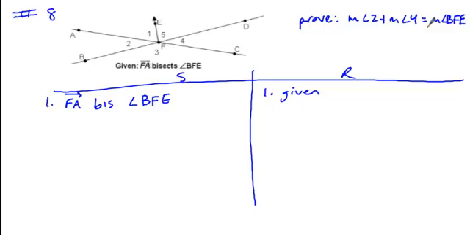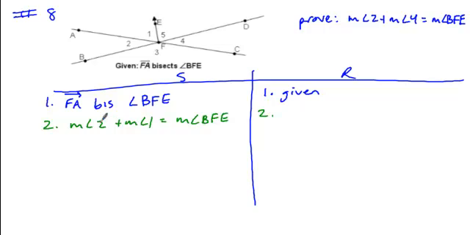And so in looking at this, I need to introduce some of these elements into my proof. So I'm going to go ahead and introduce angle BFE first. BFE is a whole made up of the parts 2 and 1. So I'm going to go ahead and say that measure of angle 2 plus measure of angle 1 is equal to measure of angle BFE.